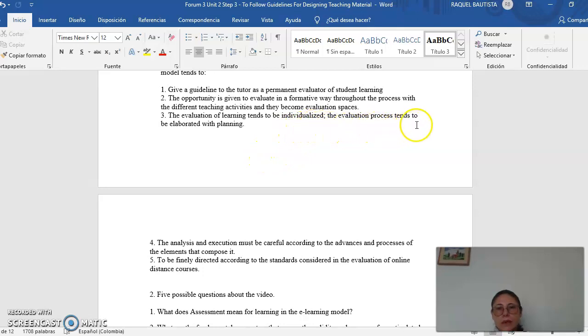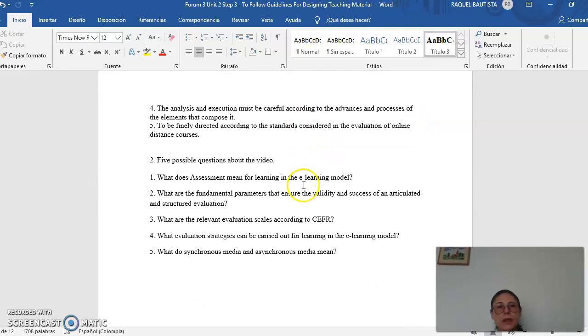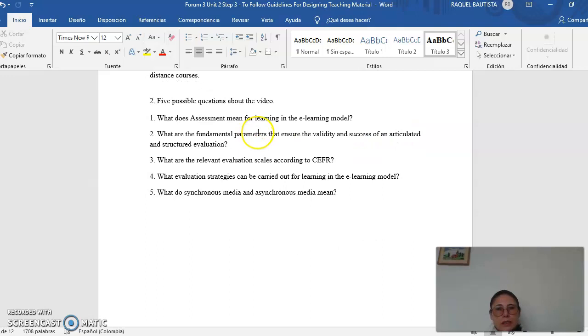The evaluation process tends to be elaborated with planning. Fourth, the analysis and execution must be careful according to the advances and process of the elements that compose it, to be finally directed according to the standards considered in the evaluation of long-distance courses.